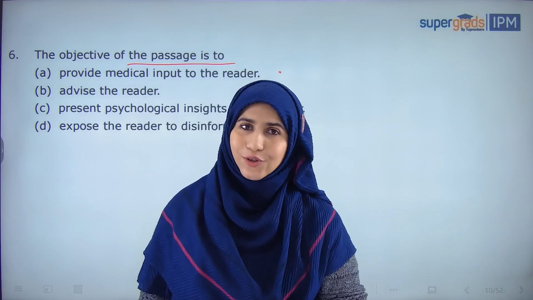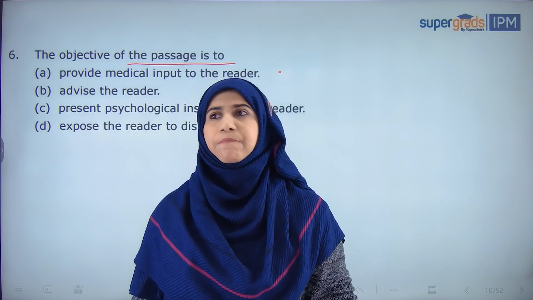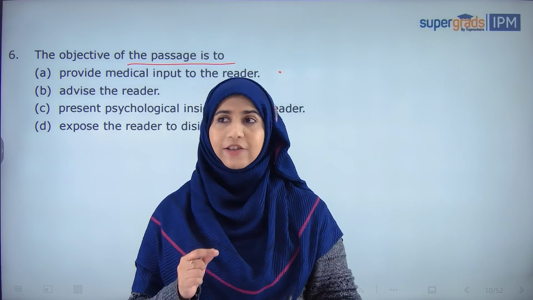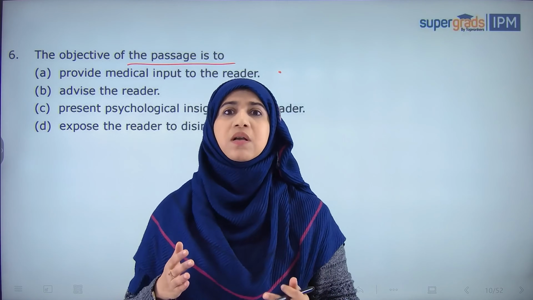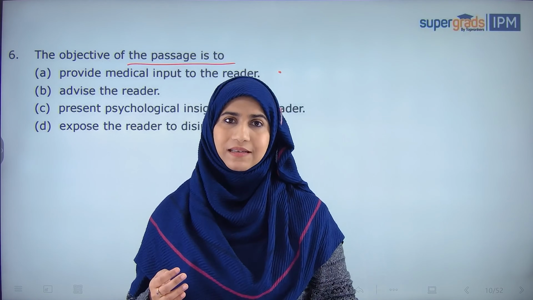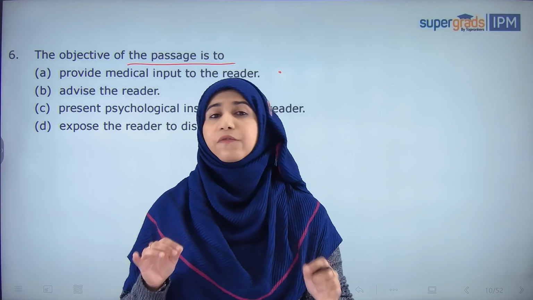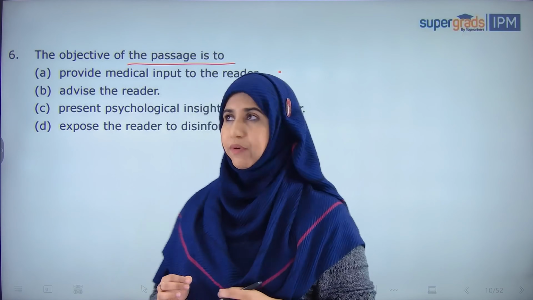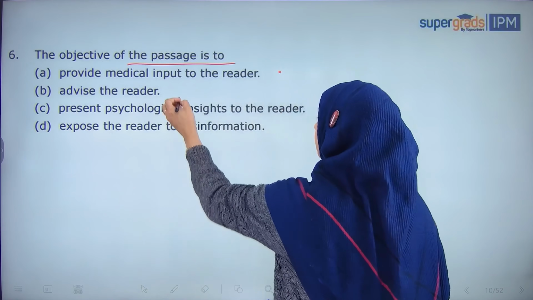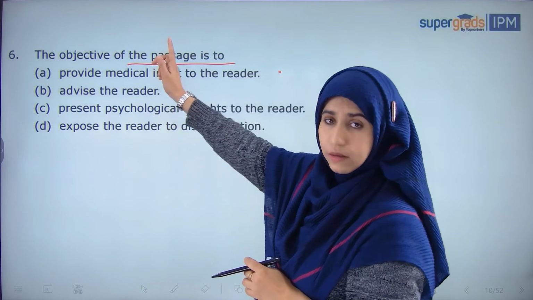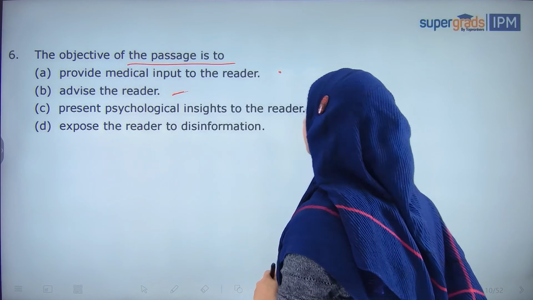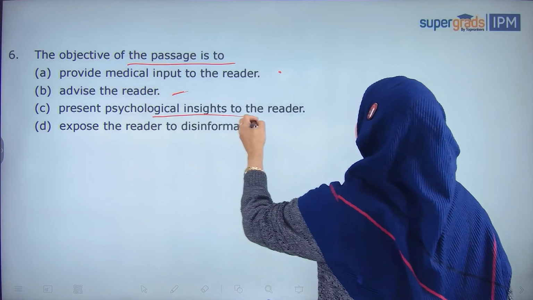Overall in verbal ability, elimination is the key, right? You have to go till the end. You have to evaluate all the options. Try eliminating options, and the one that is left till the end is flawless, is the right answer. Okay. Advise the reader looks good to me. In fact, looks better than A. I'll tell you why. Present psychological insights to the reader.